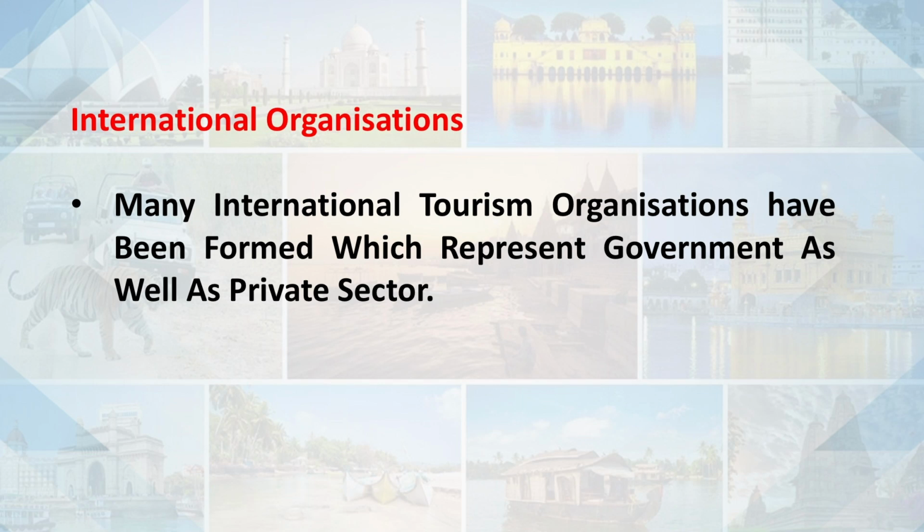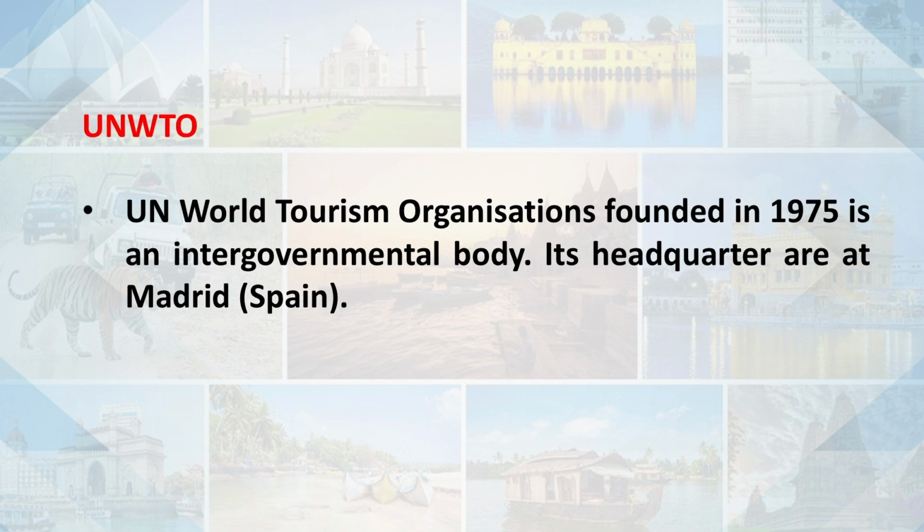Now we will discuss the various organizations. At first we will discuss the international level, then the organizations at the national level. So first is international organizations. Many international tourism organizations have been formed which represent government as well as the private sector. First is UNWTO, the United Nations World Tourism Organization, which was formed in 1975, is an intergovernmental body and its headquarters are at Madrid, Spain.